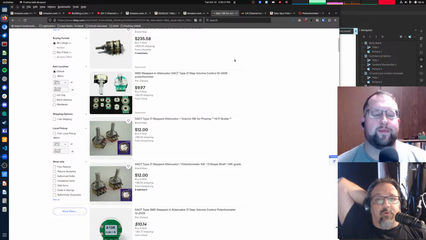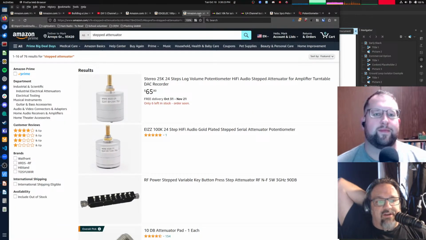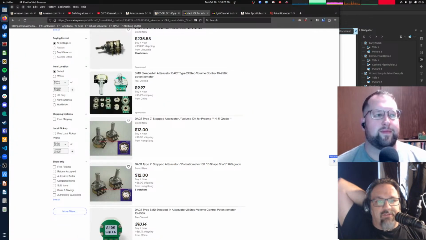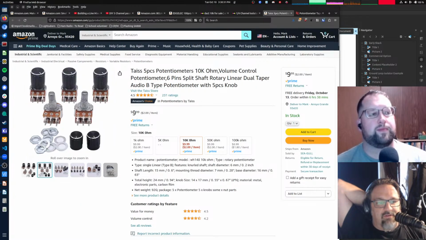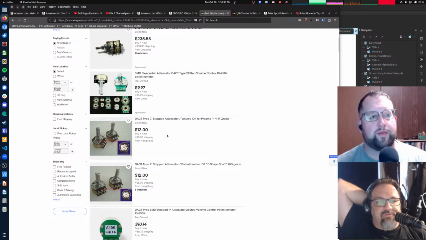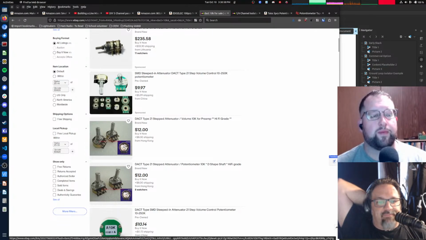Cool. So for volume knobs, there are definitely audio taper analog potentiometers, but I happen to be particularly partial to these stepped attenuators.